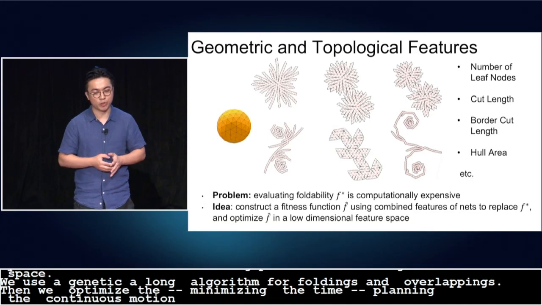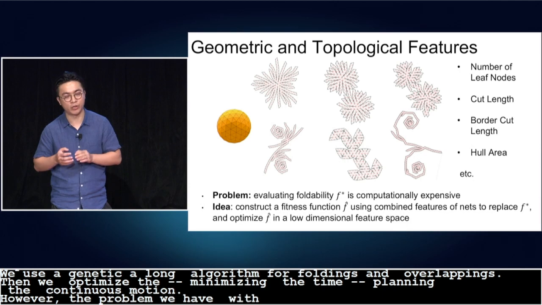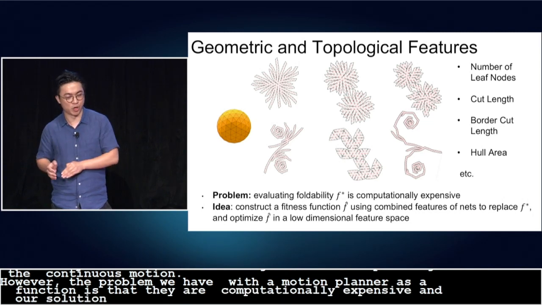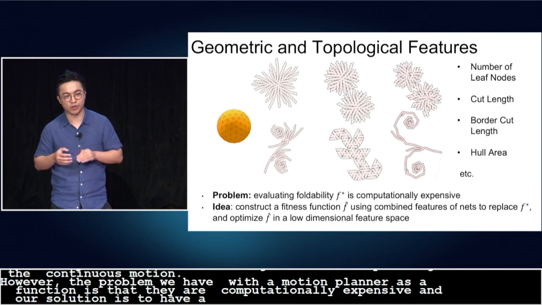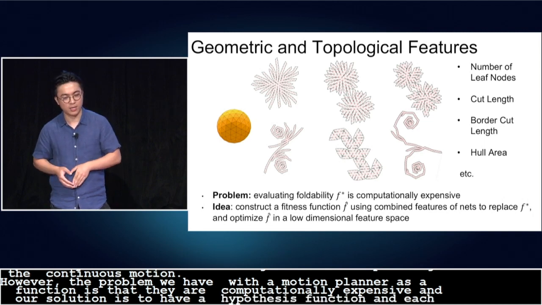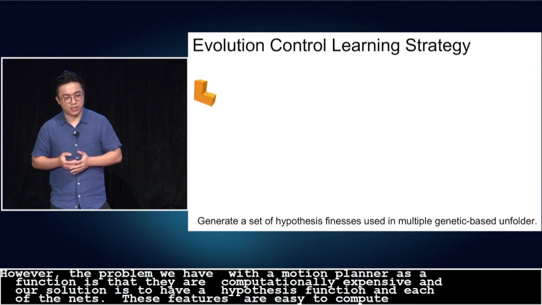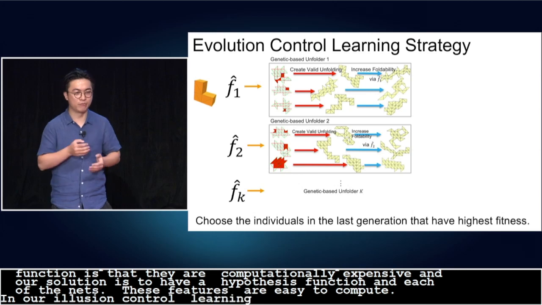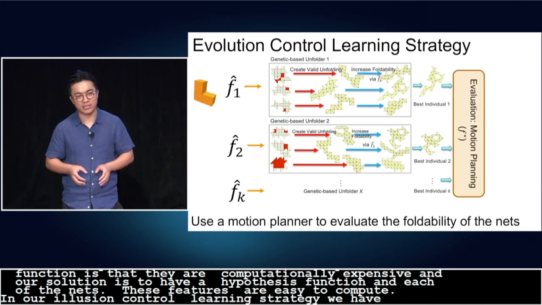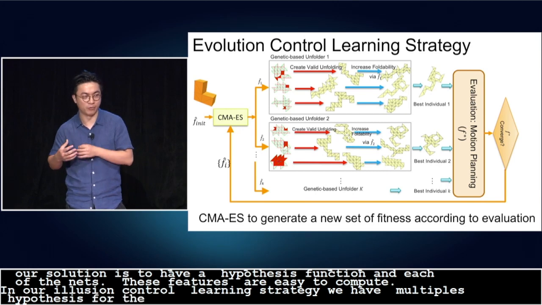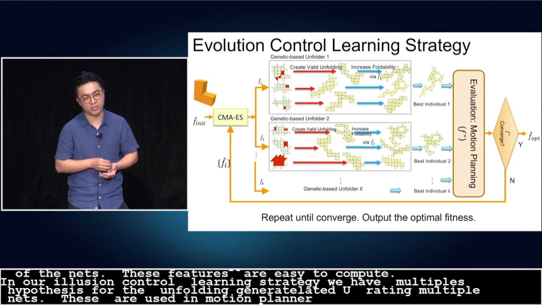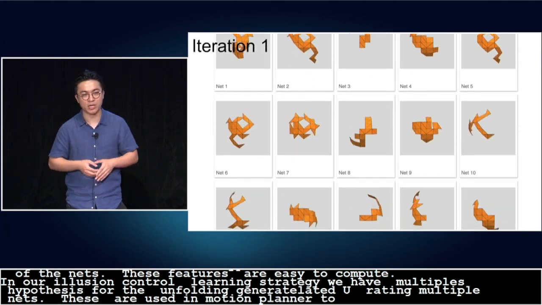However, the problem of using a motion planner as a fitness function for the genetic unfolder is that it is computationally expensive. Our solution is to construct a hypothesis fitness function, using the geometric and topological features of the nets. These features are easy to compute. In our evolution control learning strategy, we have multiple hypothesis fitness functions for the unfolder to generate multiple nets. This small set of nets is used in the motion planner to evaluate their foldability, and we have an external optimizer to optimize the hypothesis fitness function using the evaluation.